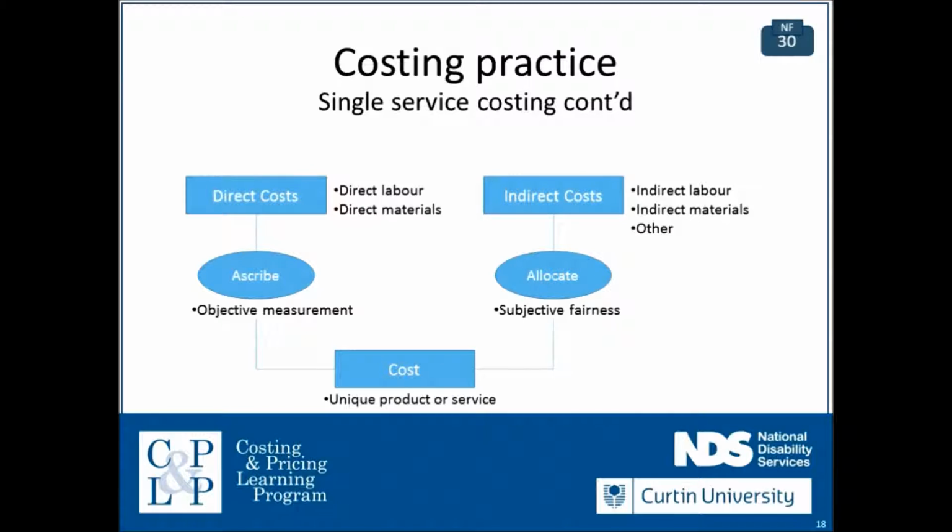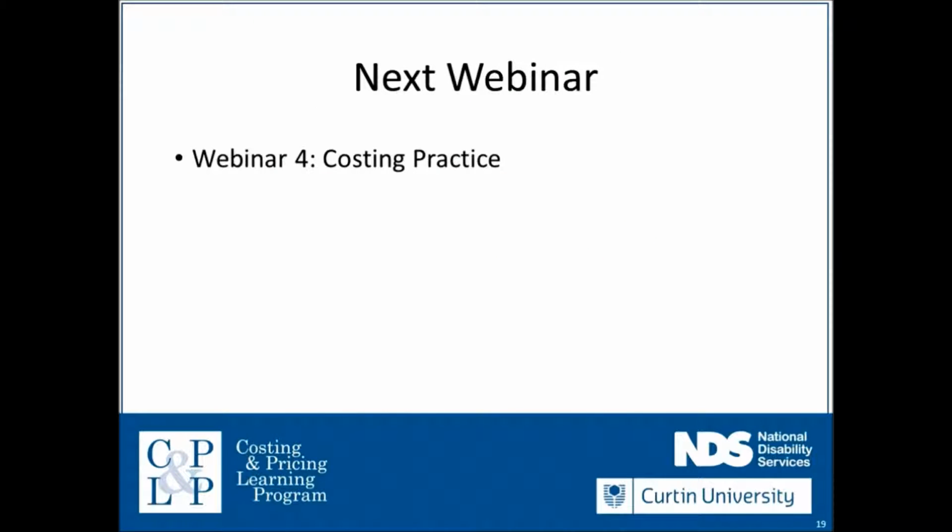Of course, all of the costs ascribed and all of the cost allocated form the cost of your unique product or service for each iteration of those products or services, or each unit of measurement.